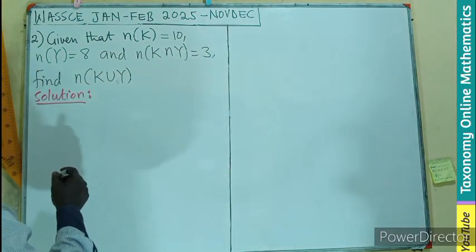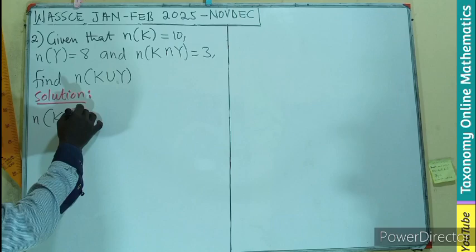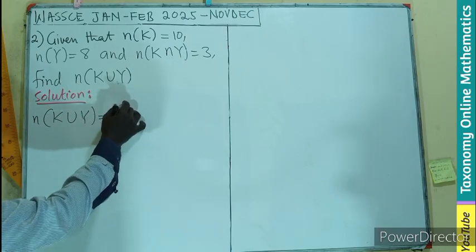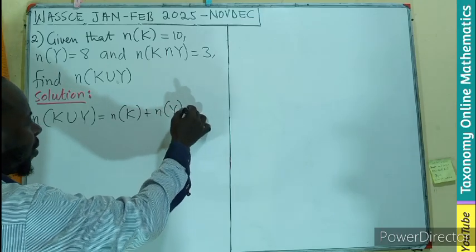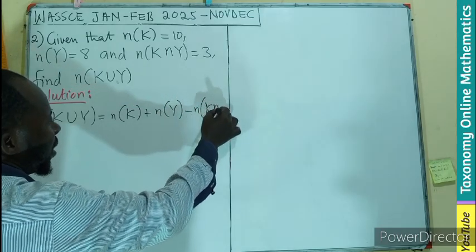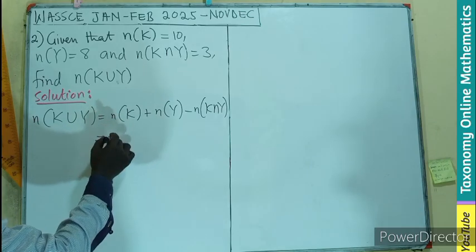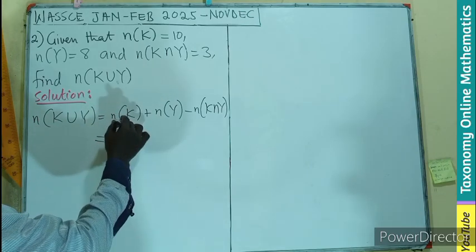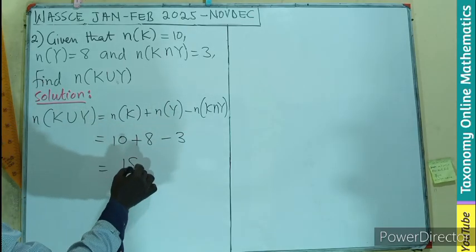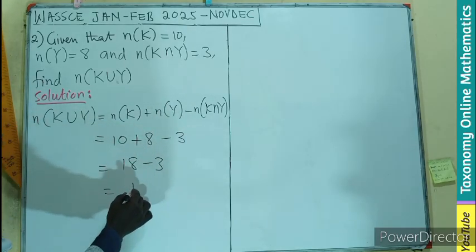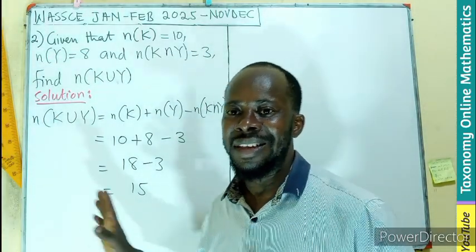By recall, De Morgan's theorem says the number of K union Y equals the number of K plus the number of Y minus the number of K intersection Y. So by substitution, I should have 10 plus 8 minus 3. This will give you 18 minus 3, and that will be 15. So the union of the two is just 15.